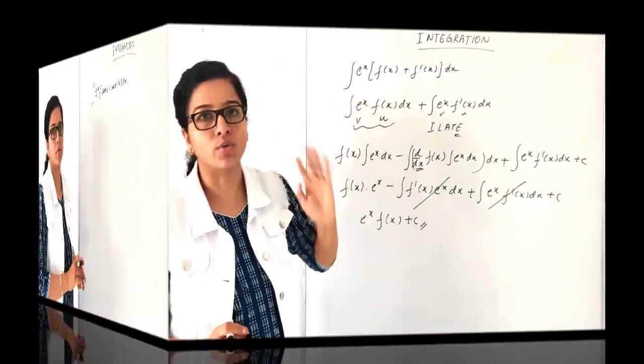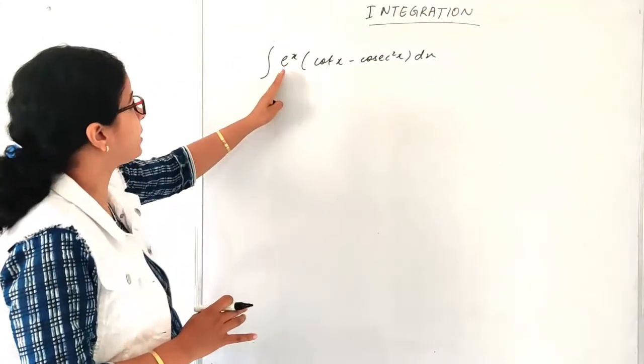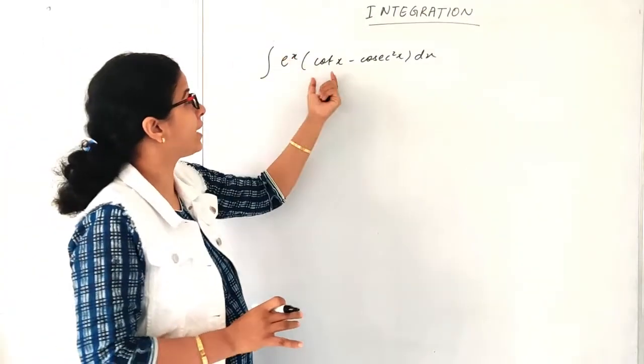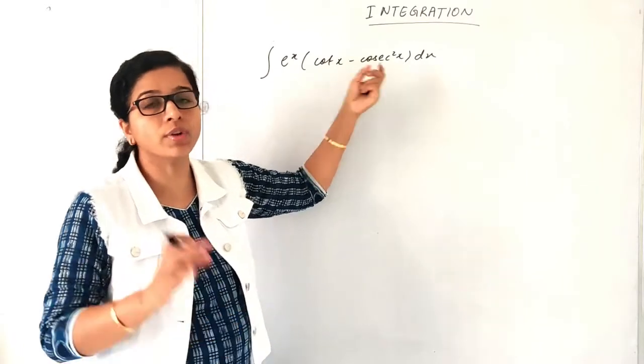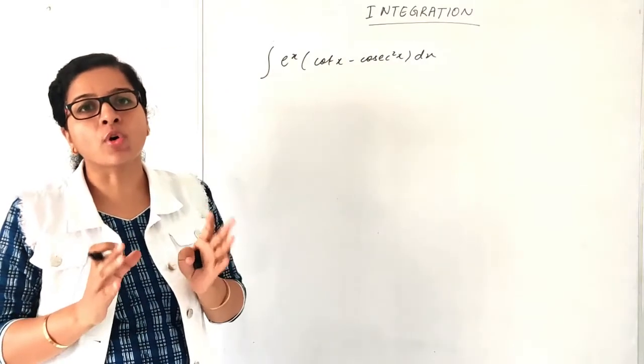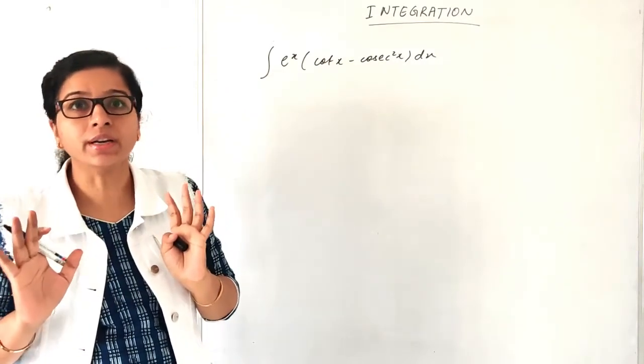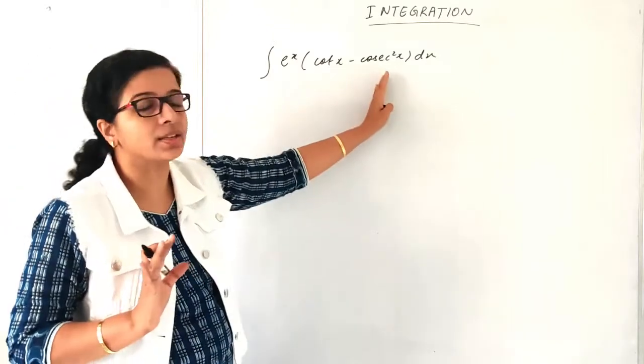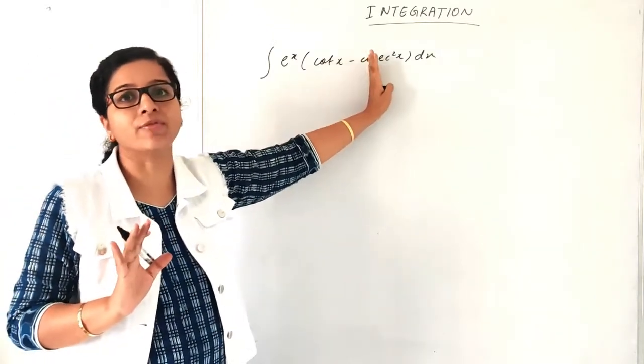Let us check out one or two questions. So let us take this example, e raised to the power x, and in the bracket I have cot x minus cosec square x. Now we know that the differential of cot x is minus cosec square x, right? So we are going to utilize this thing, the integral of e^x (f(x) + f'(x)).